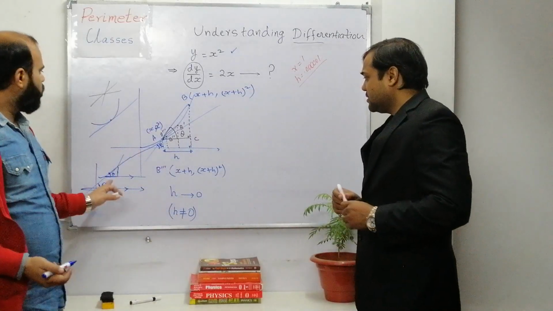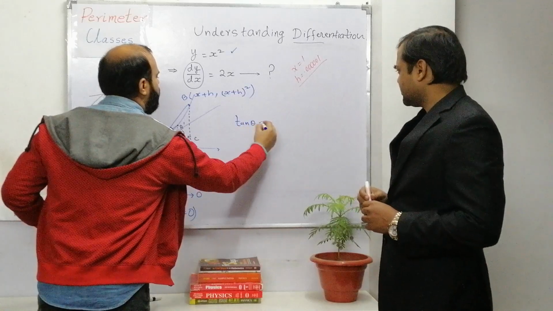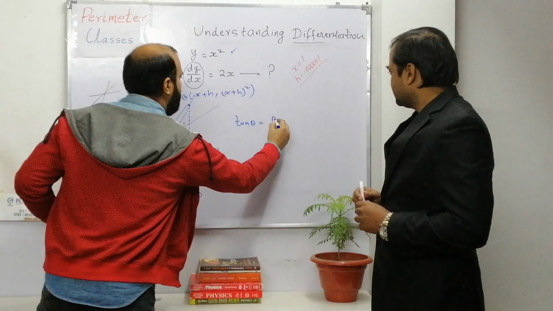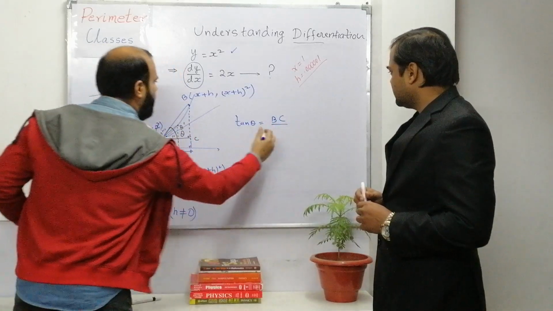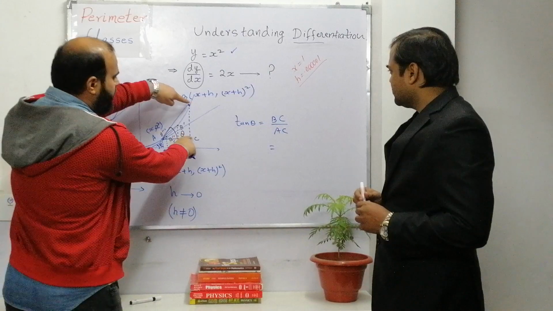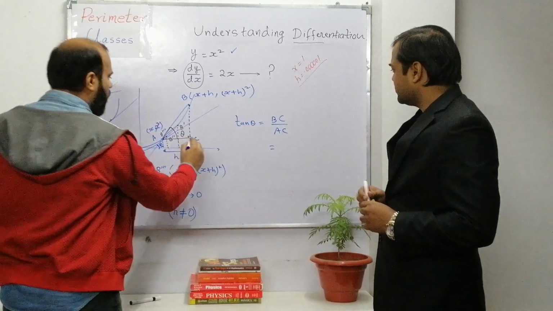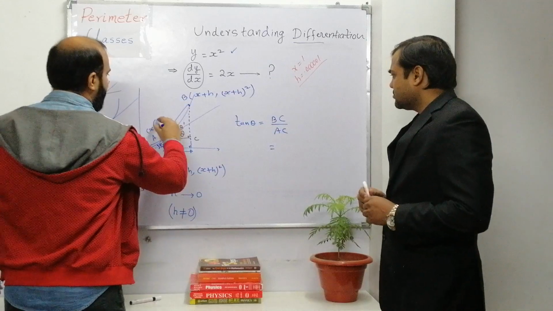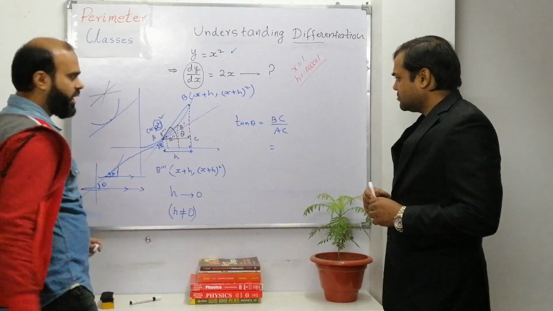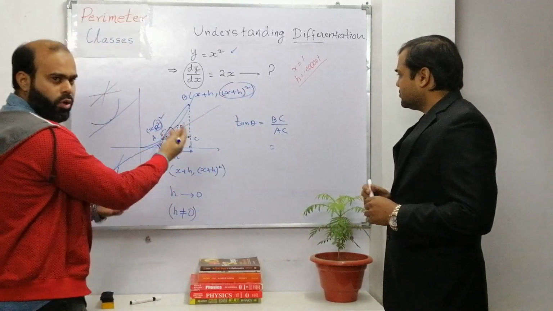So now tan theta, in this triangle by trigonometry, is BC by AC. So what is BC? The difference between the ordinates of the points B and C. What is the ordinate of C? That is x square, same ordinate, same distance from the x-axis. And what is the ordinate of B? That is (x plus h) whole square.